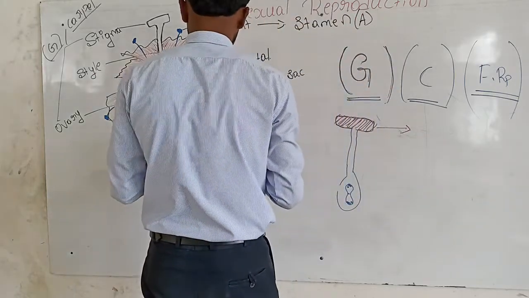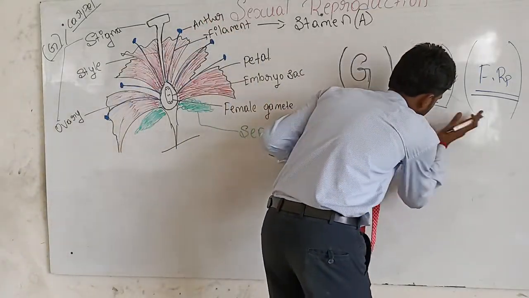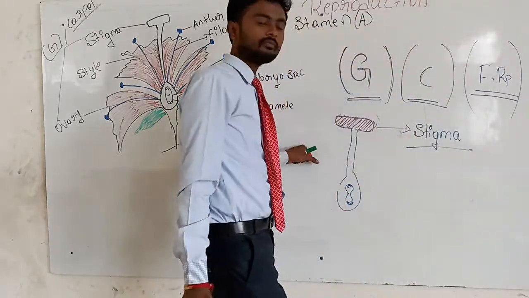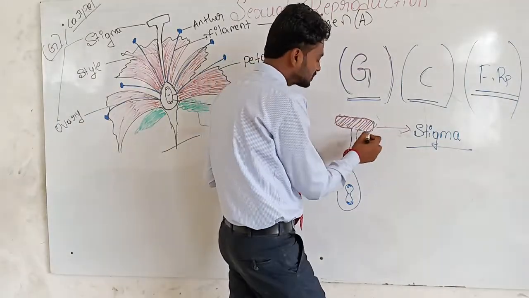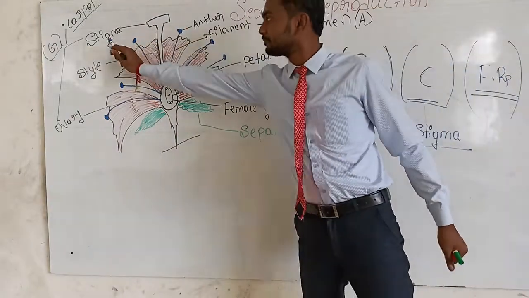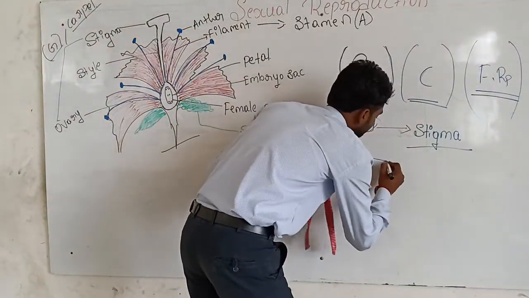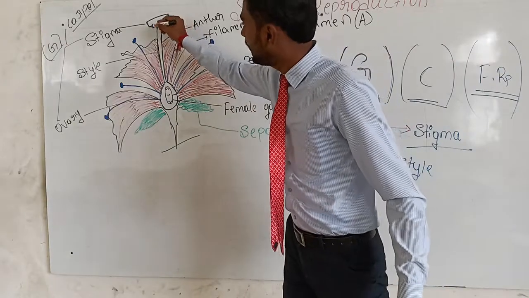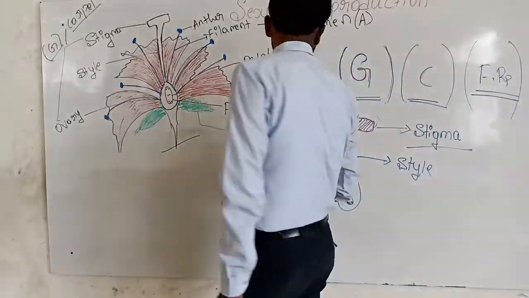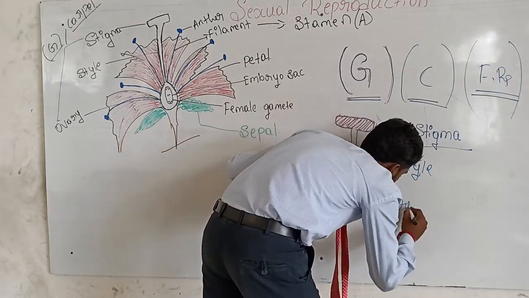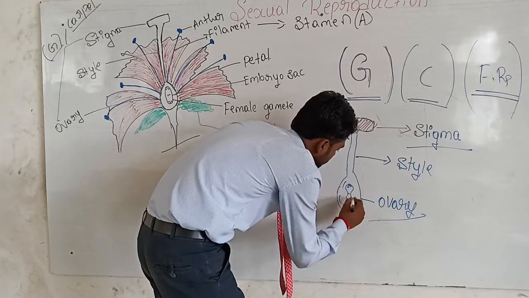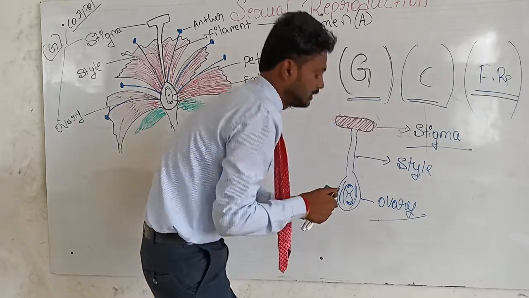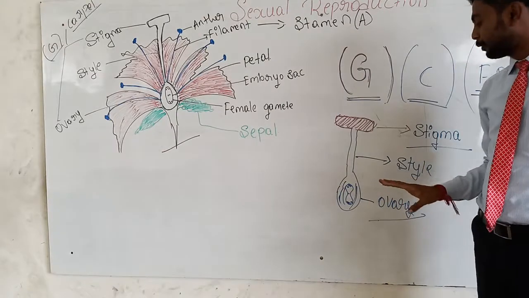This is known as what? Stigma. The top portion is the stigma. Below the stigma, you can see the style. See friends, at the base of the stigma you can see the style. Then you can see another part, that is the ovary. So this is the ovary. Listen to me, it is one part, but it is very important.